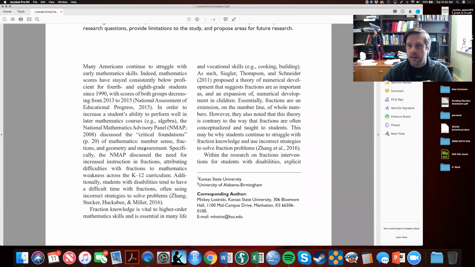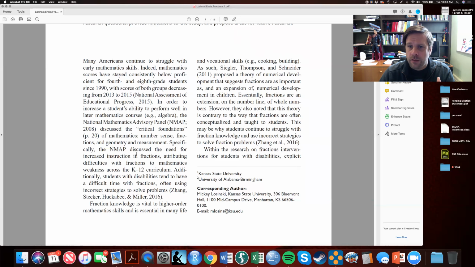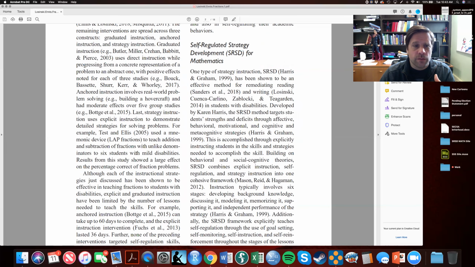So anything that is a declarative statement, like we say something like students' scores of both groups decreasing from 2013 to 2015, we can't just say that. We have to actually back it up with a citation. So the introduction is where a lot of the references get put in. It's where we're looking at building the case for actually implementing the study that we're planning on implementing.